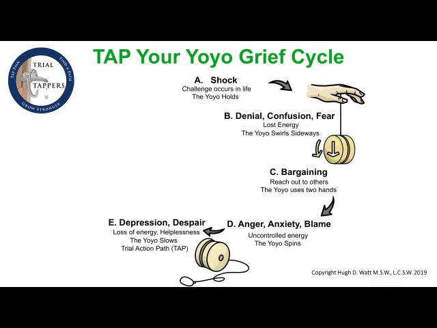Now in stage E, it is the despair or the depression that occurs when you have no energy. You feel hopeless, and you believe that you're not capable of fixing this problem. Now here, the yo-yo is stuck at the bottom of the cycle. It's motionless, it's unable to function.